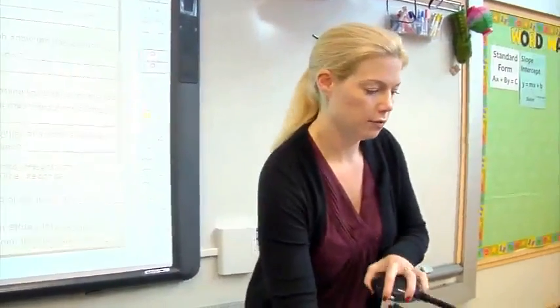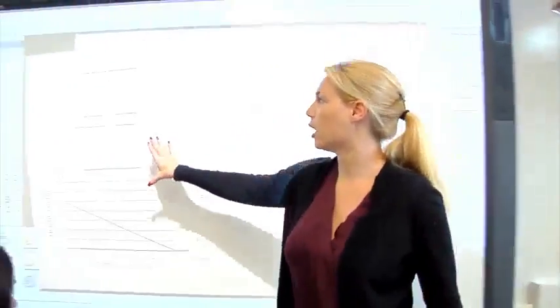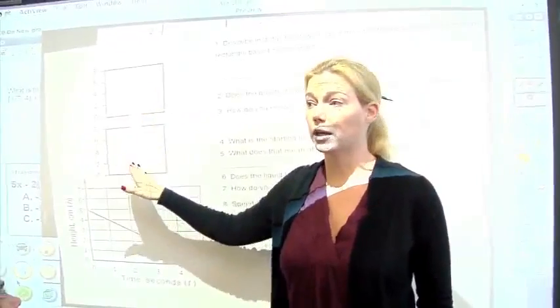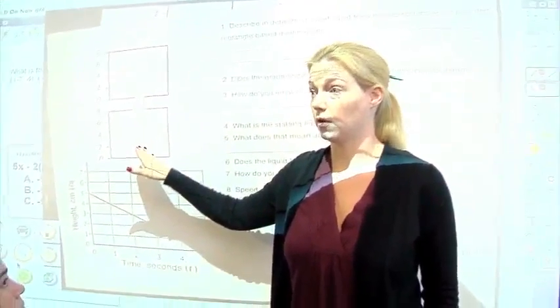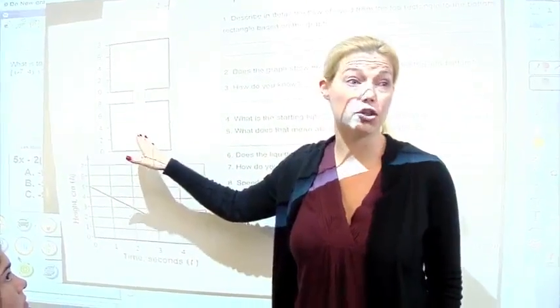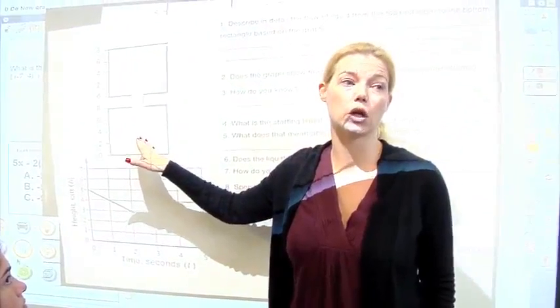So let's review. It says, describe in detail the flow of water from the top of the rectangle to the bottom. When you look right now, I have not put any water in the rectangles. I want you to start to shade in what the water's going to look like.